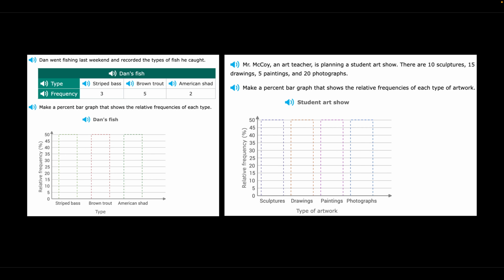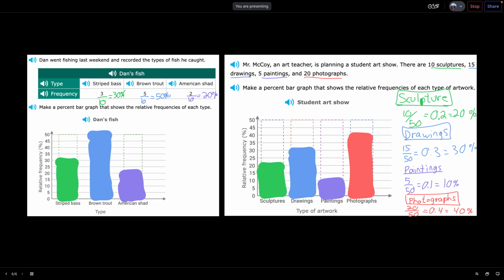Okay, now that you've had time to work these problems, let's check your solutions. For the first problem here is the work and final answers. You might have used different colors, but should have the same graph. And for the second problem here is the work and final answer.